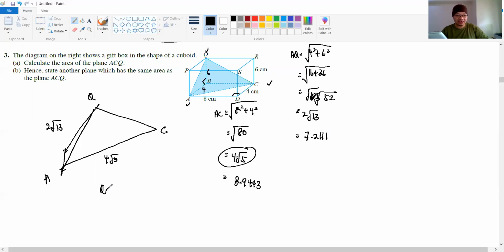Okay, for the QC, to find the QC is also 90 degrees again. The length here is 8, the height is 6. So this one should be what? Square root of 8 squared plus 6 squared. This one is square root 100, which is equal to 10. This is 10. Okay, guys.